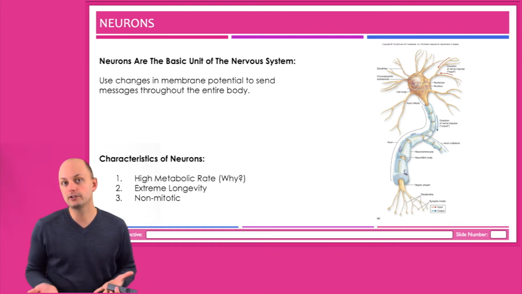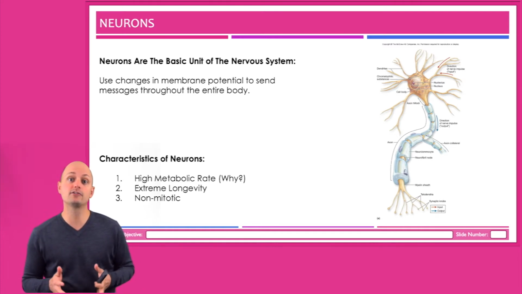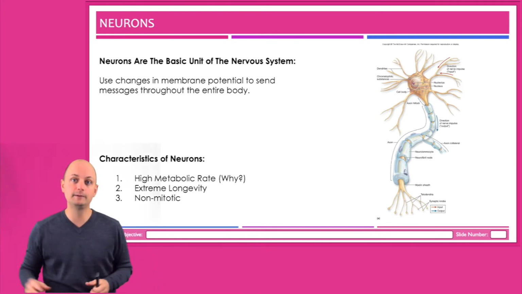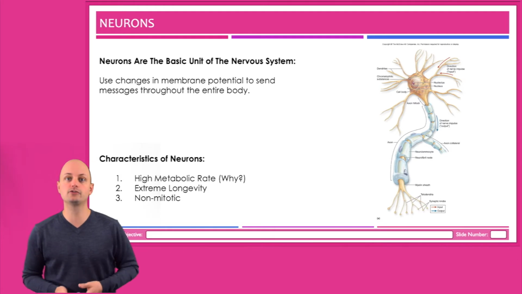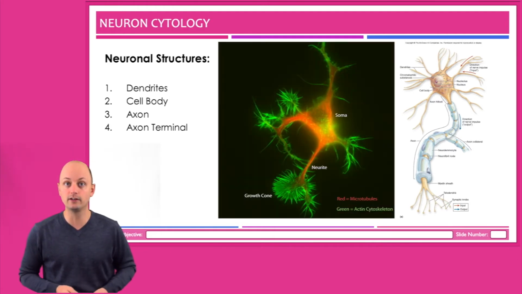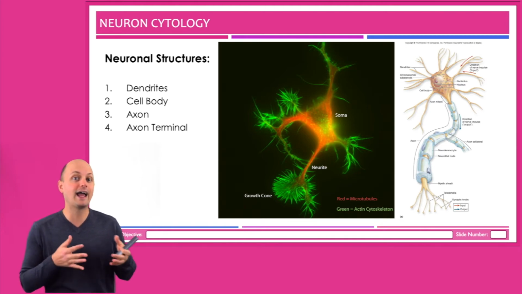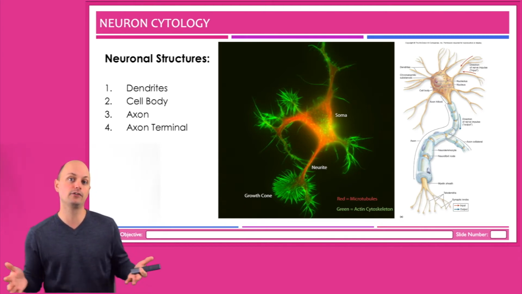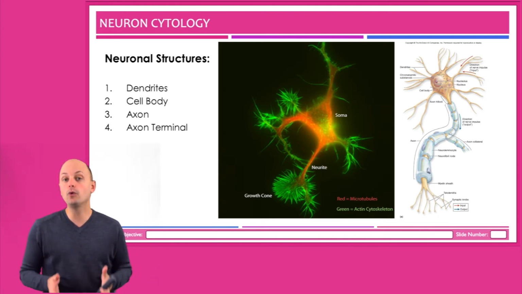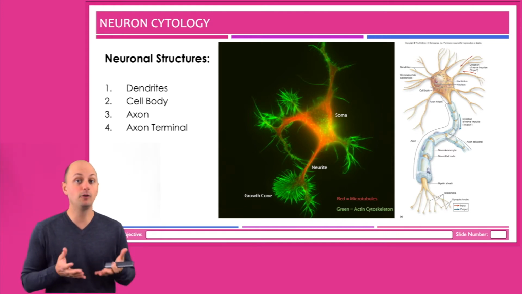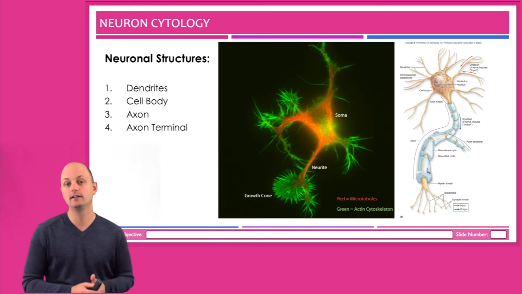Now, you can see from the picture over at the right that neurons have a drastically different morphology than most other cell types inside the body. They tend to be very processy. So I want to really quickly introduce the different regions of the cell because I've chosen to organize this unit by focusing on what happens in different regions of the neuron. So the four major areas of a neuron are the dendrites, the cell body, the axon, and the axon terminal.